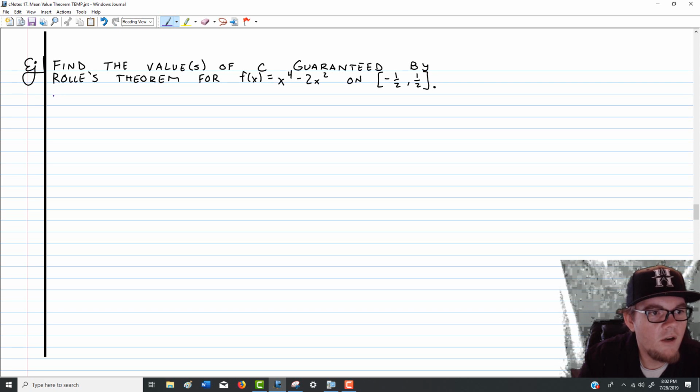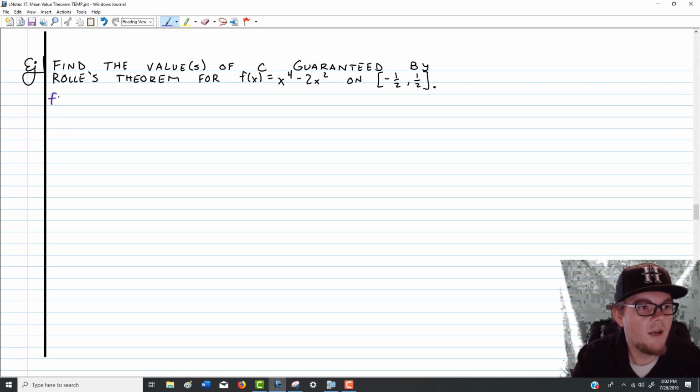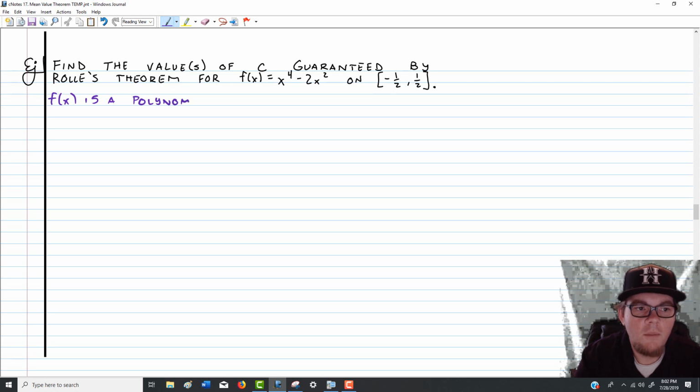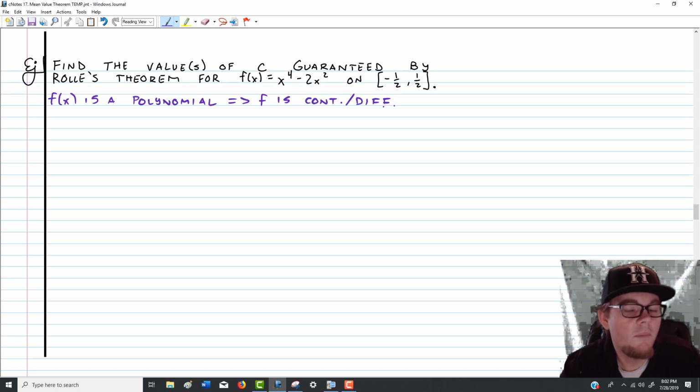Our first step would be to verify. F of x is a polynomial, so that means that both the mean value theorem and Rolle's theorem are going to apply equally. So f is continuous and differentiable. That's automatically given by its polynomialness. So we're covered there, and the mean value theorem definitely applies.